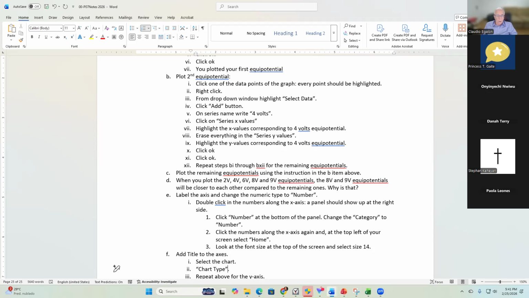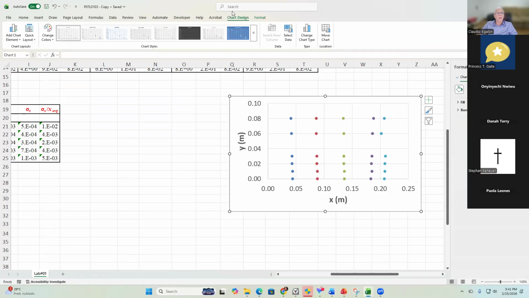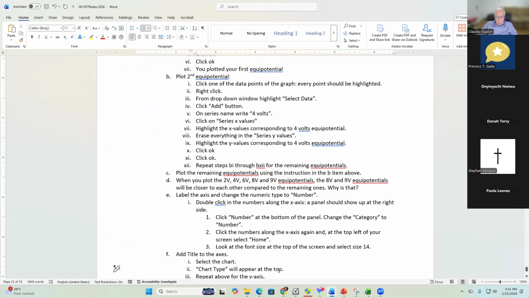Type. Chart design will appear at the top right.